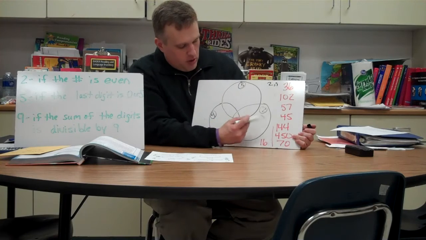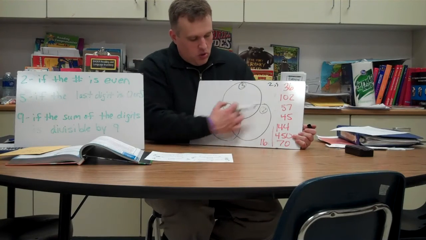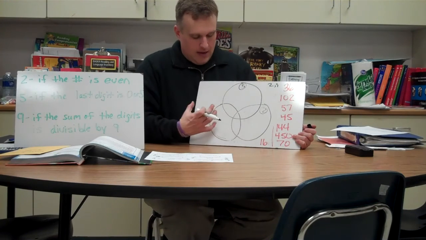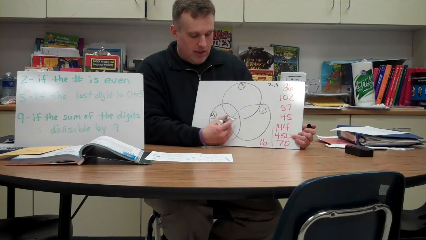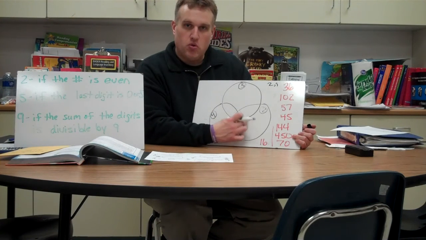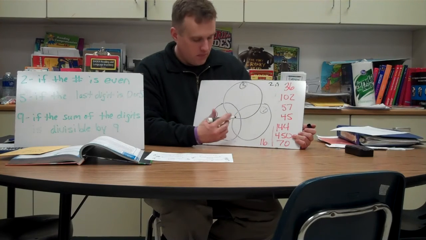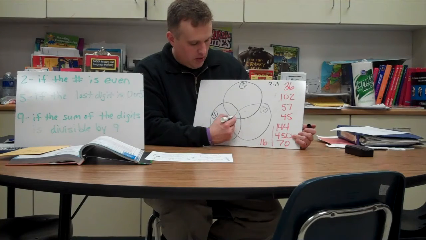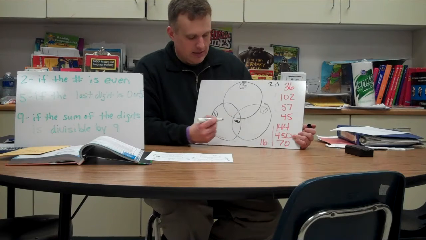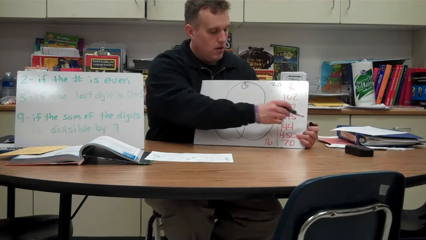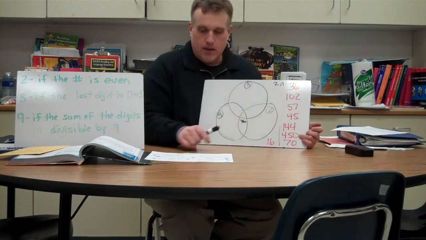So what I'm going to do here: these 2 circles right here overlap each other. That means the numbers can go in both, since they're both divisible by 2 and divisible by 9. So I'm going to put the number 36 right there. Okay?